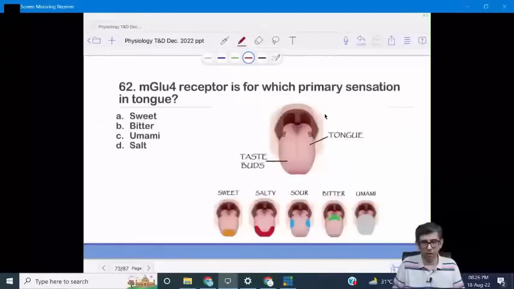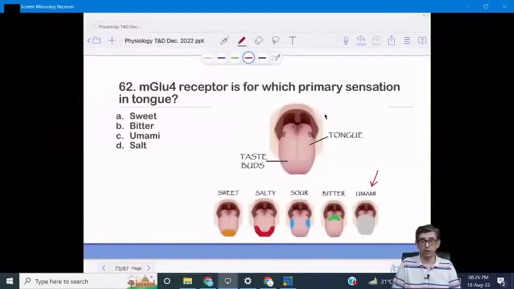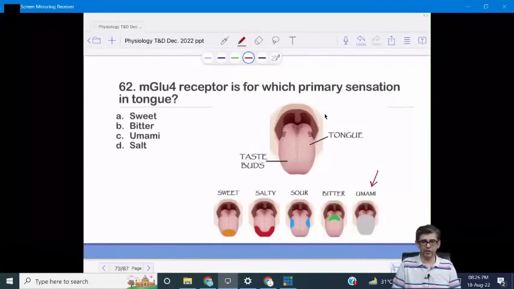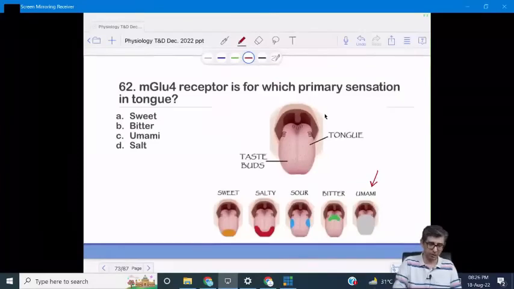All of us like Chinese food, because normally we read about sweet, salty, sour, bitter, but then in Chinese food we put a special salt, and that Chinese salt is responsible for a special taste that is called umami, and M-glucose receptor. Yes, M-glucose receptor is for which sensation? The answer is option number C.